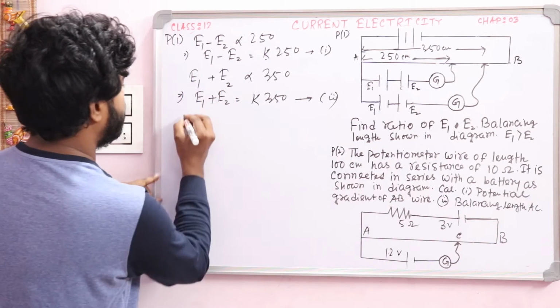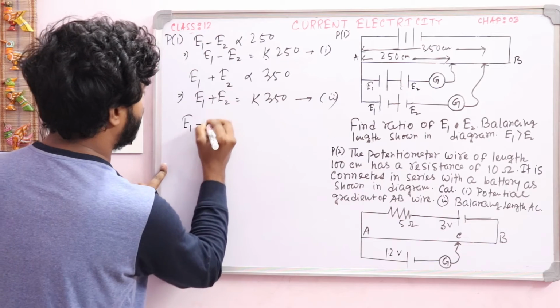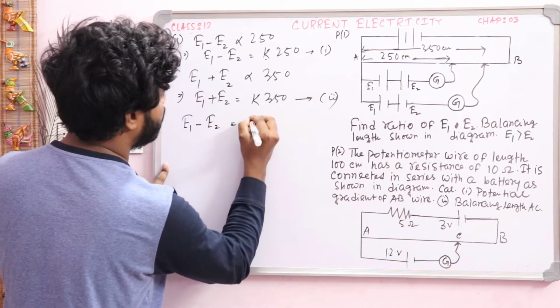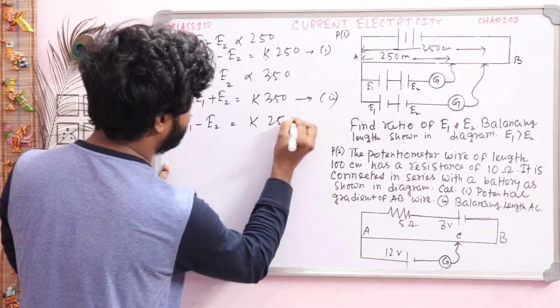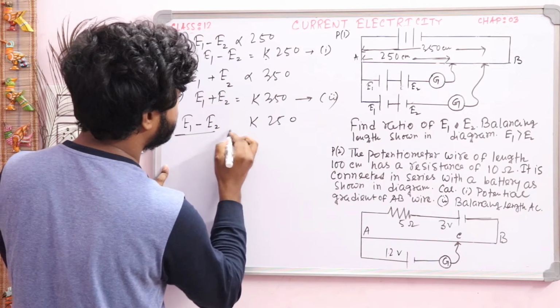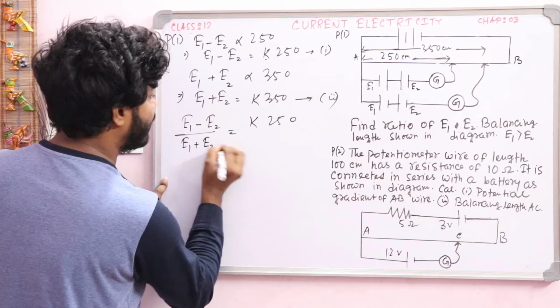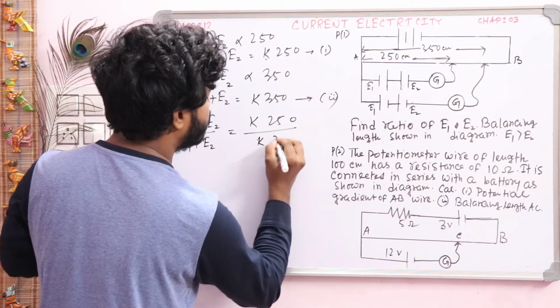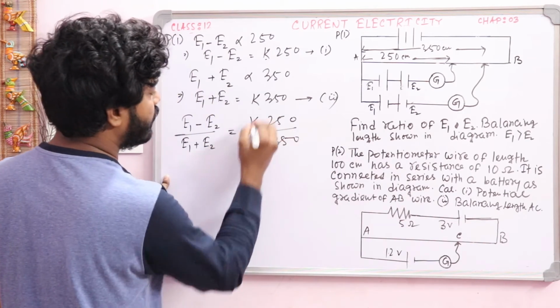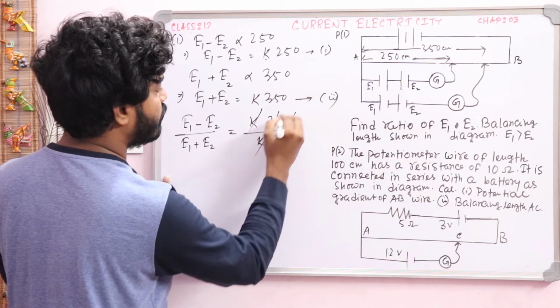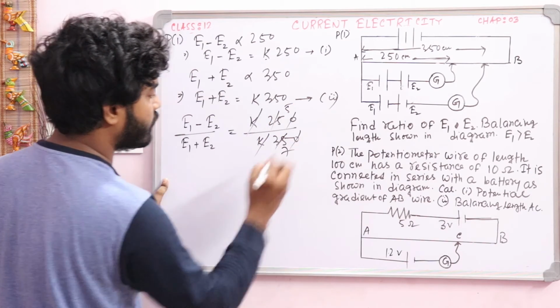Now solve it. The first equation is E1 minus E2 equal to K into 250, and E1 plus E2 is equal to K into 350. Solve it. K cancels out, 0 0 cancel out, 5 5 so 25, 5 7 so 35.